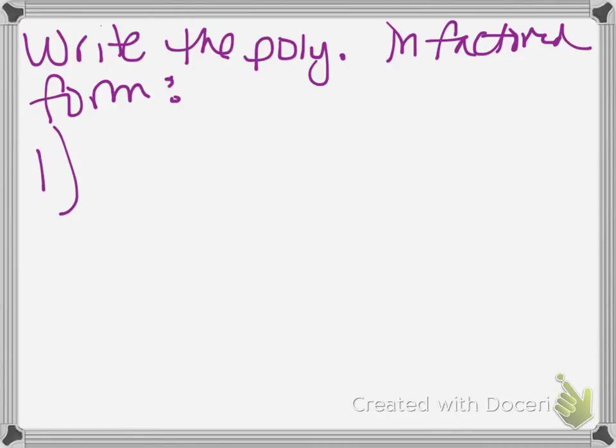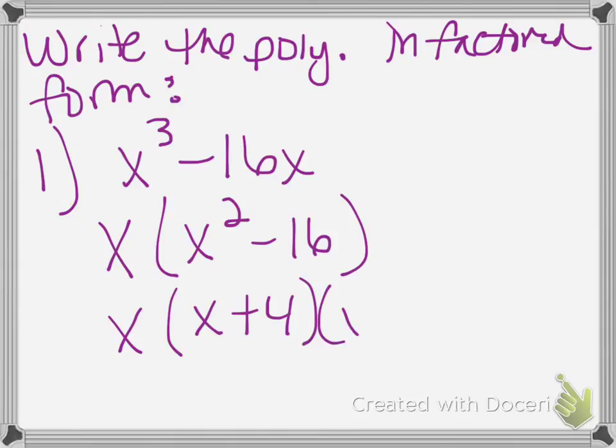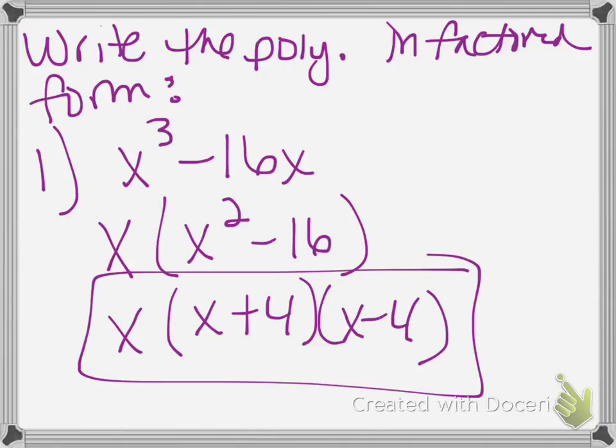So for number 1, if I have x cubed minus 16x, the first thing I'm going to do is factor out the GCF. The GCF that I have is x, and I'm left with x squared minus 16. So now here I have a difference of squares. X squared is perfect, 16 is perfect. So I use that difference of squares, and I get x plus 4 and x minus 4. Now this is completely factored.